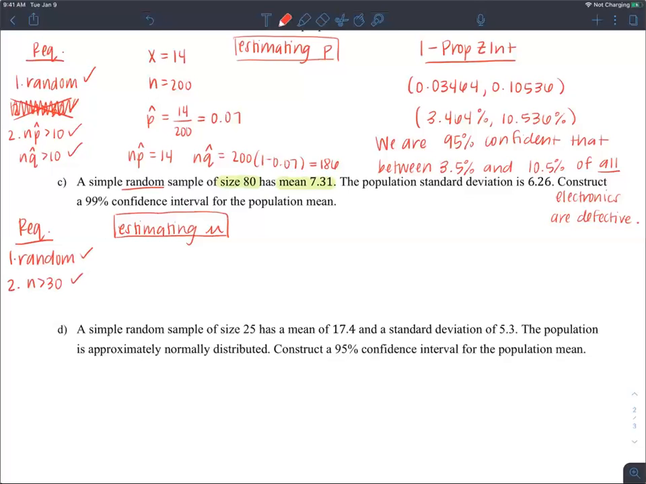And we know x bar is equal to 7.31. And it says the population standard deviation is 6.26. So which symbol is that? Is that going to be sigma or S? Sigma? Yeah, that's sigma. So sigma equals 6.26. So which calculator function should we use? Z interval? Yeah.